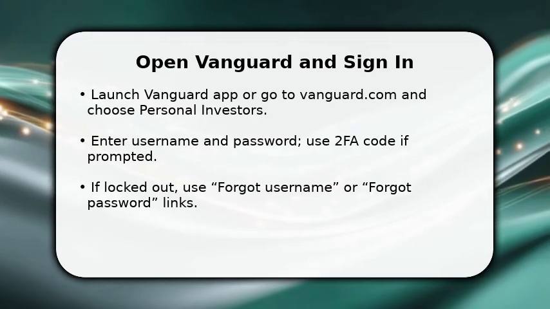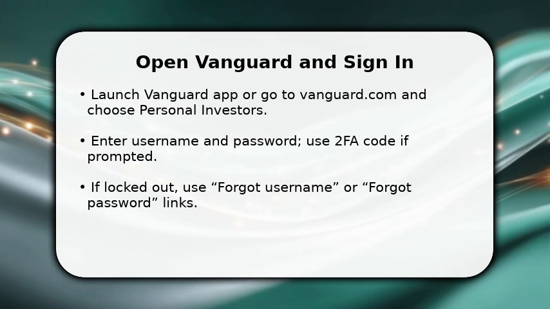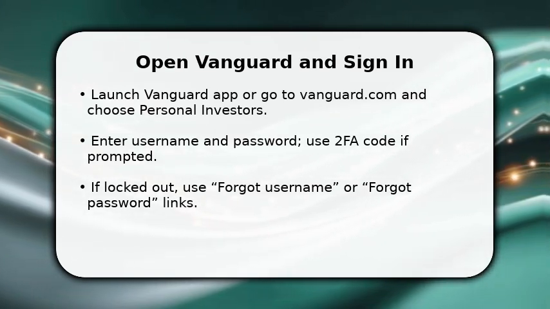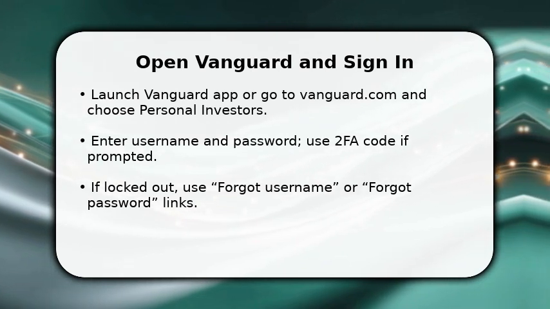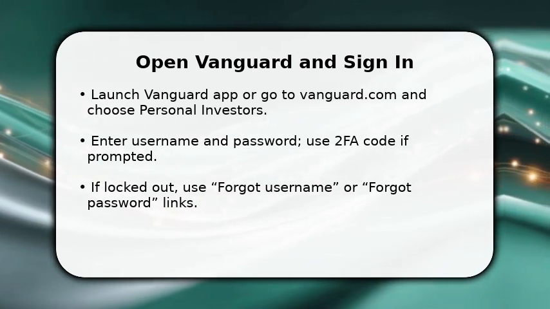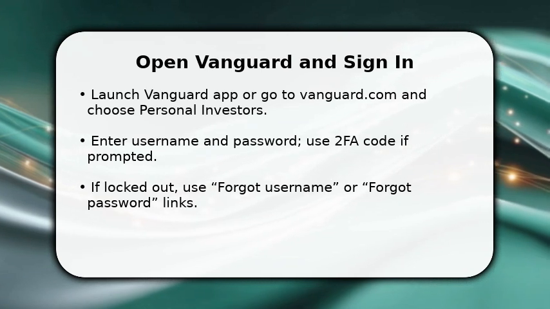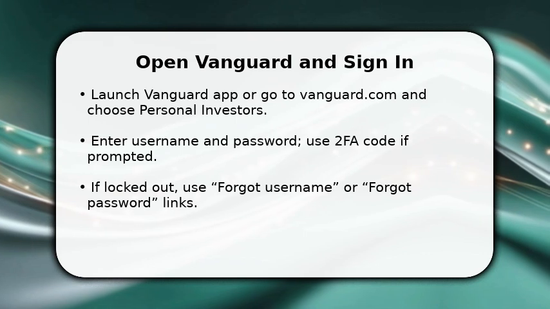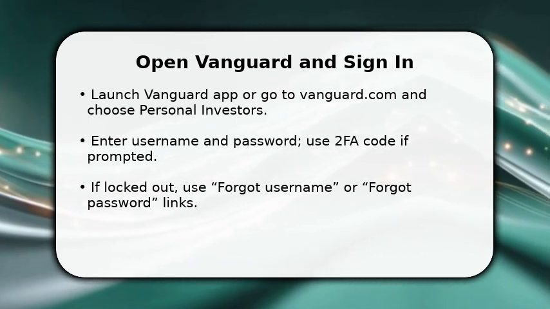You start by opening Vanguard and signing in so the notification center can load personalized alerts. Enter your username and password. When prompted, complete two-factor authentication to confirm it's you. Once signed in, make sure you're on the correct account if you have multiple profiles, because notifications are account-specific.